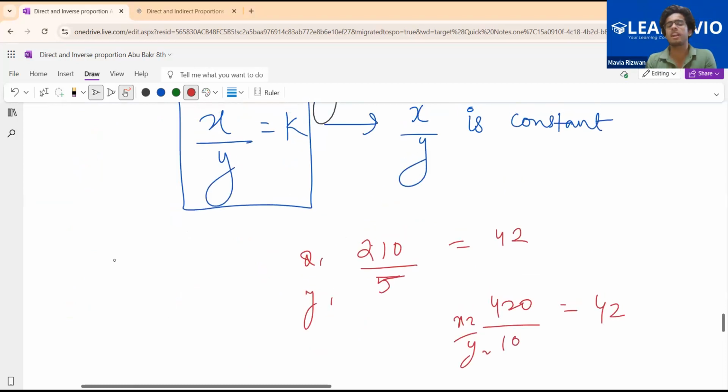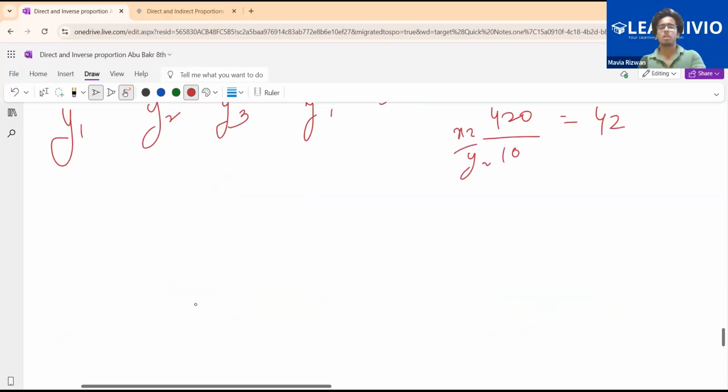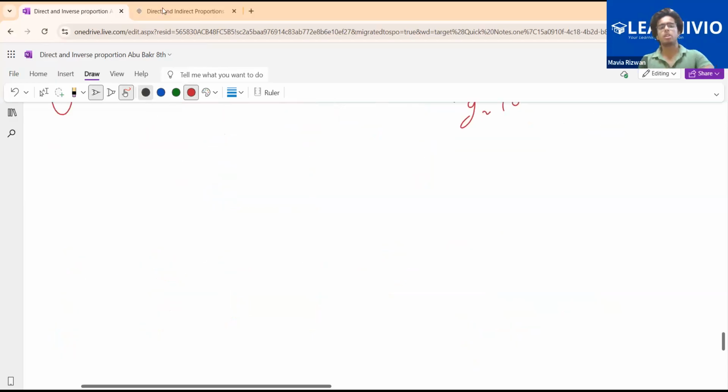Abubakar, now this means that x by y remains constant. So the value of x1 by y1 remains equal to x2 by y2, which is equal to x3 by y3. This is how we derive the formula for direct proportion. Okay, x1 by y1 is equal to x2 by y2. Is this clear, Abubakar? Yes, sir. Great.